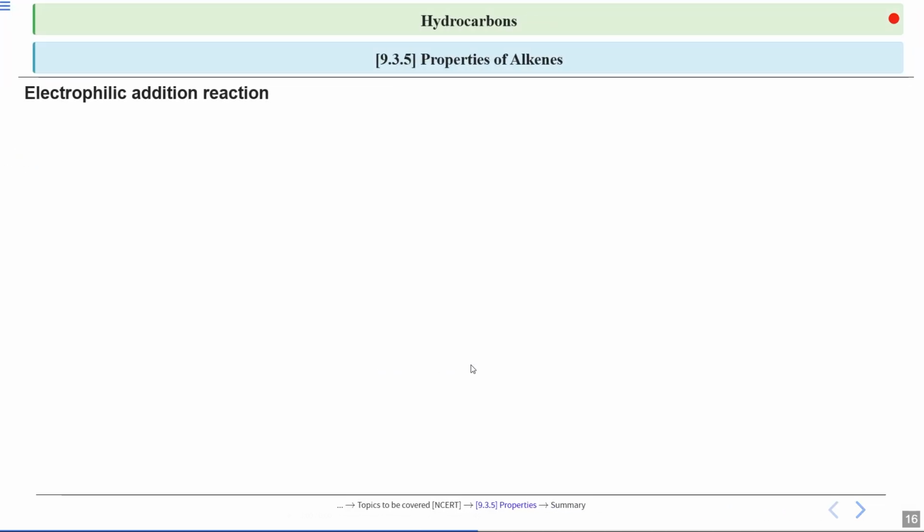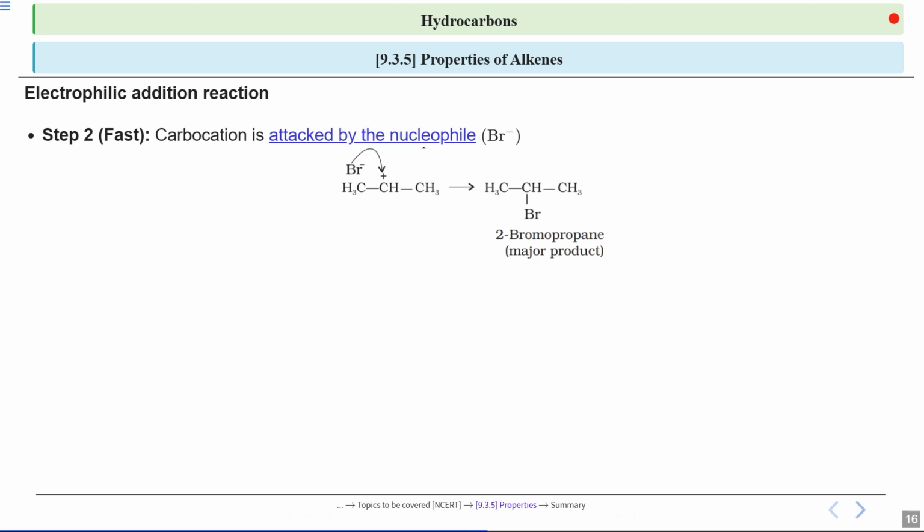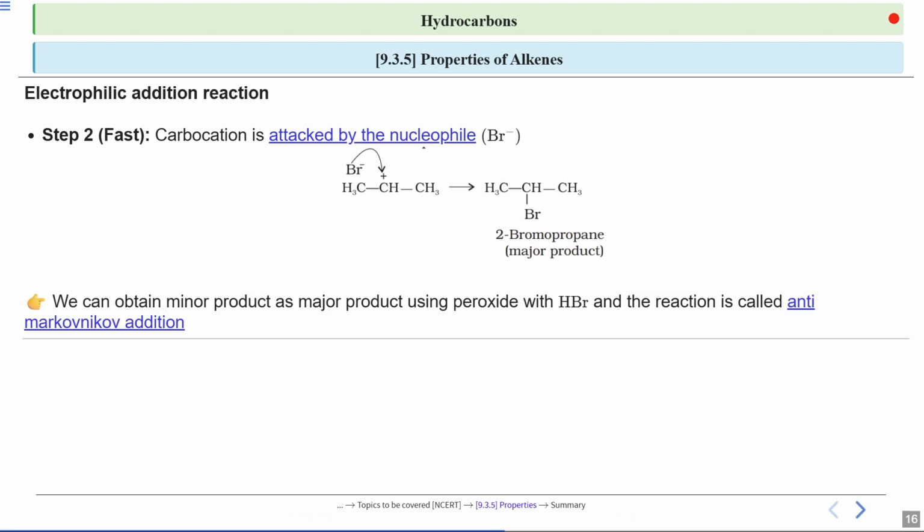Now moving on further, we got our next step intermediate for the further reaction, which is a secondary carbocation. This secondary carbocation is more stable and hence it is formed in greater amount. It is further attacked by the bromide ion to form 2-bromopropane as the major product. The bromide ion is acting as the nucleophile here. So the major product obtained is 2-bromopropane. We can obtain the minor product as the major product using peroxide with HBr.